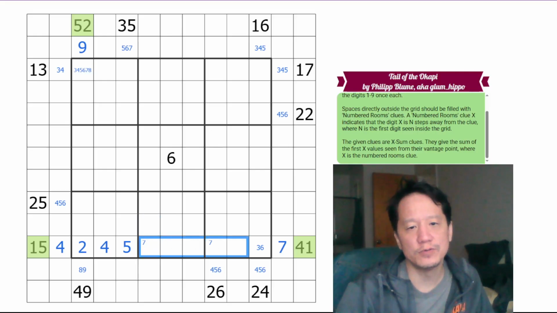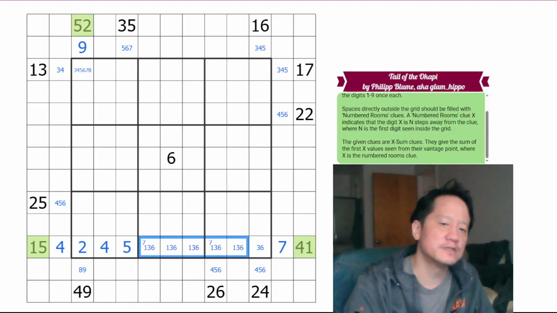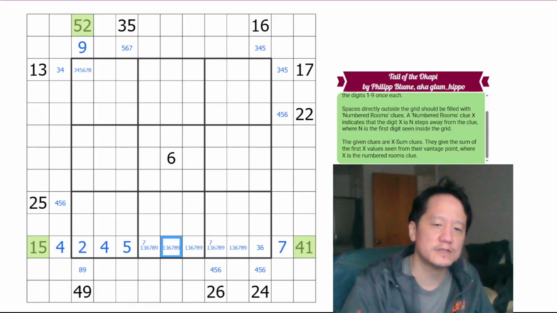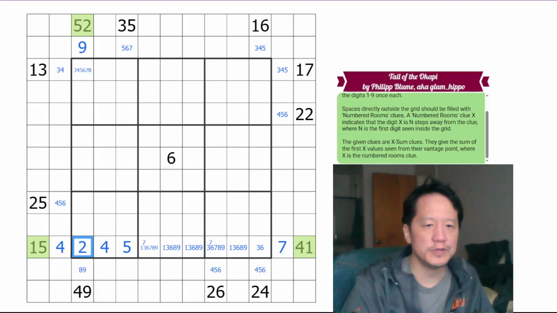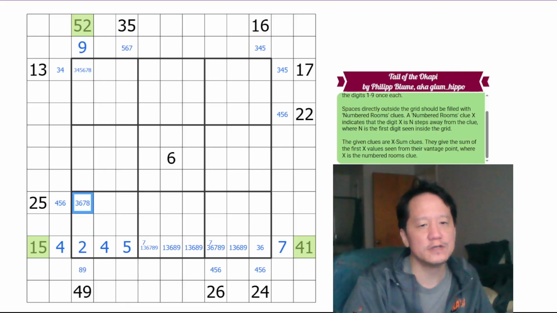Remaining digits in row 9, we have 1, 3, 6, 7, 8, 9, and 7 cannot be any of these because of the numbers rules. This can't be 1 because it's not going to be 1 as the clue. This cannot be 1 here. 2 or 4, 5. So this could be 3, 6, 7, or 8 here.